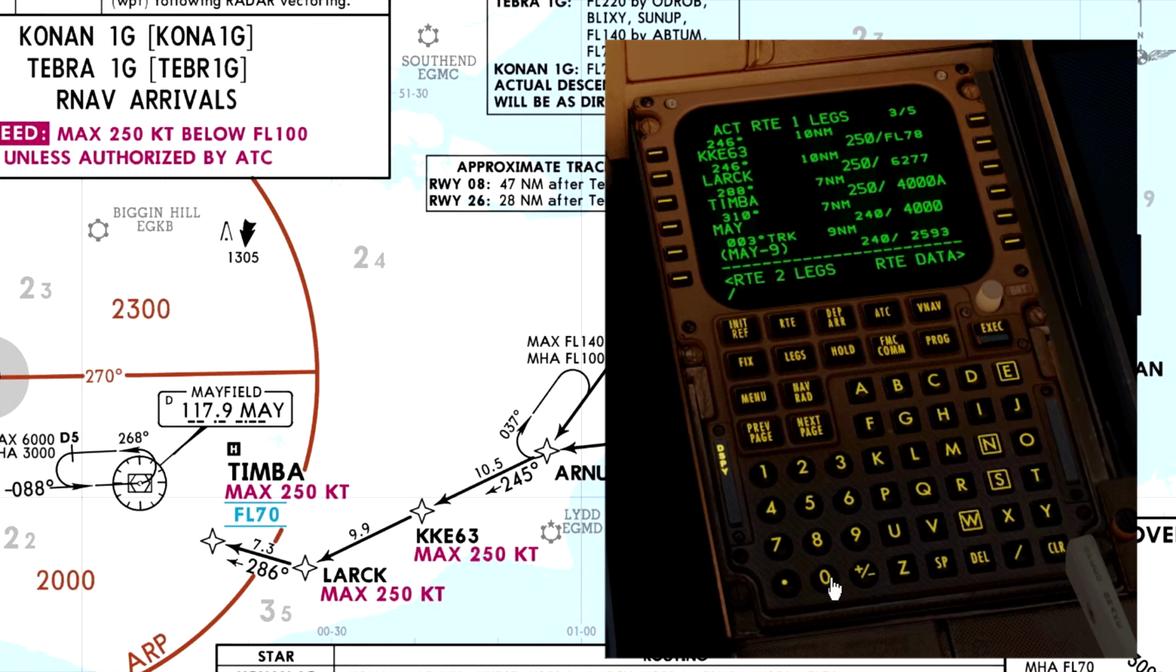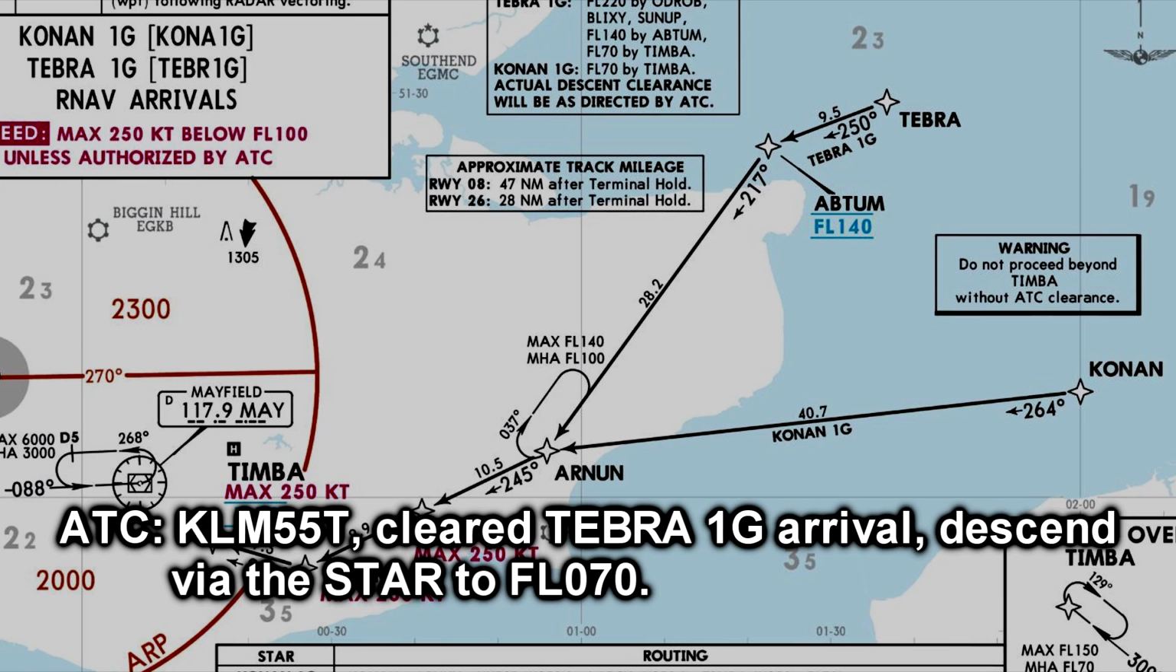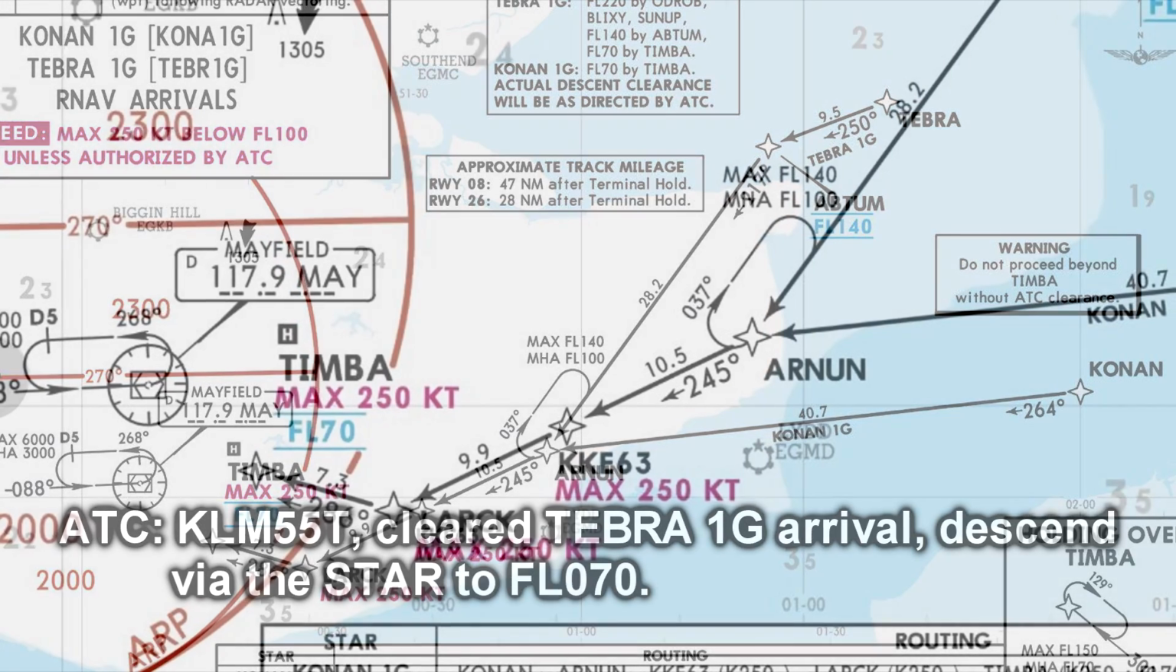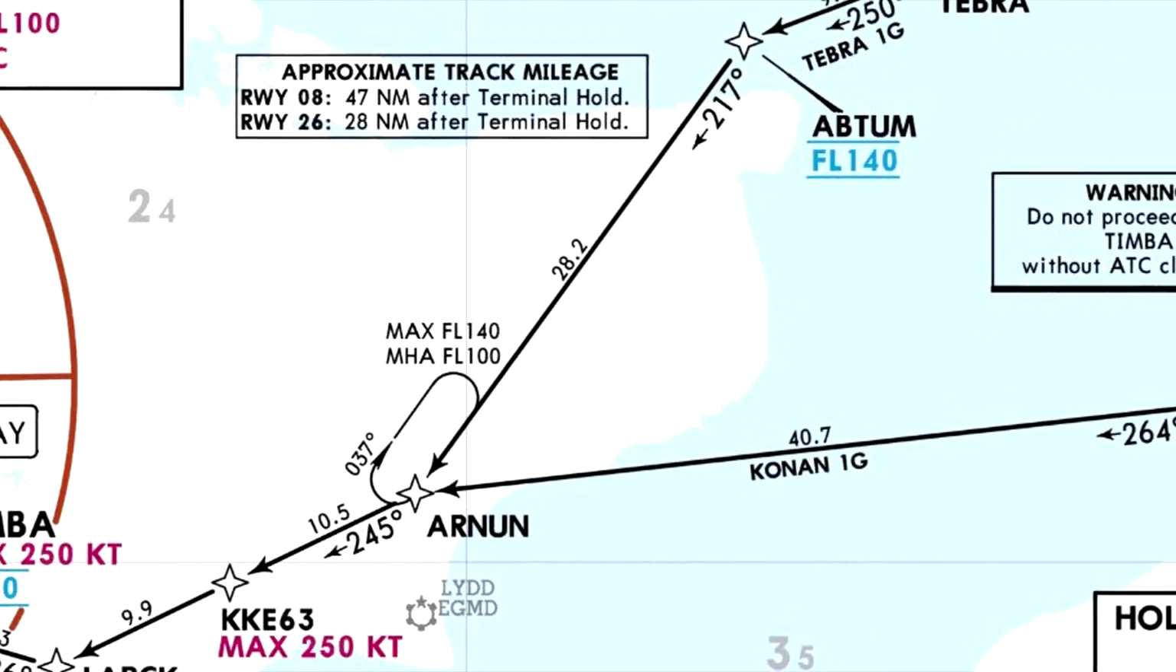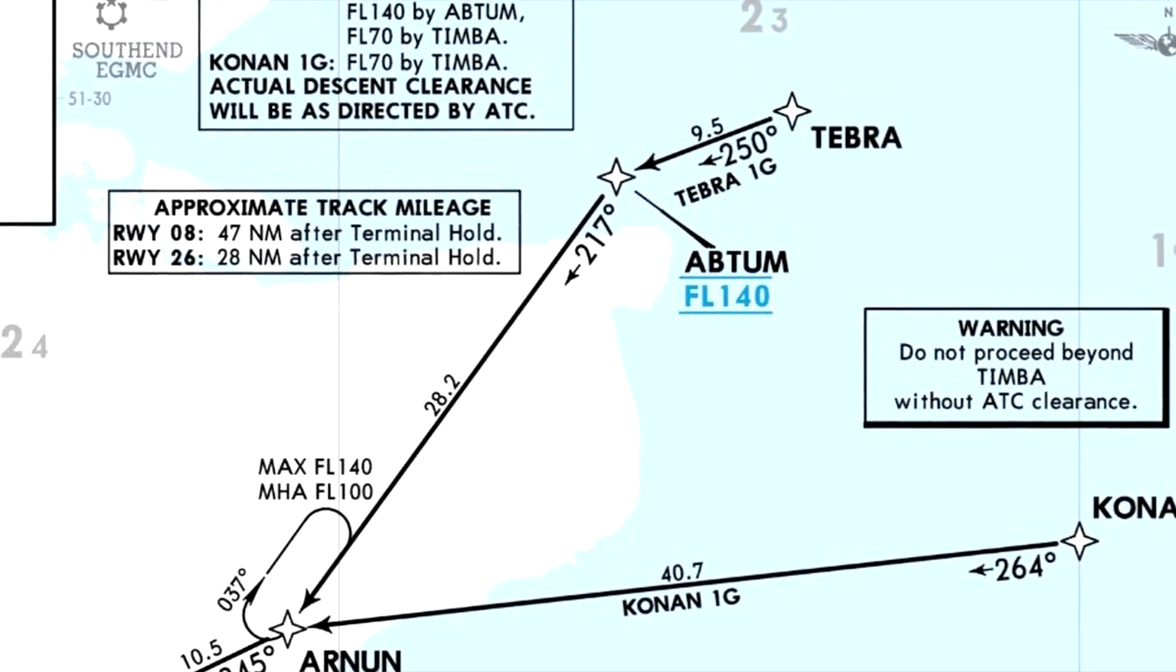Now, an associated clearance might sound something like this. For example, KLM 55 Tango, cleared Tebra 1 Golf arrival, descend via the STAR to flight level 70. And this basically means that you have to follow all the restrictions as published on the standard terminal arrival route chart, and that you can descend to flight level 70 to reach Timba. Make sure that you are aware of such instruction, and by making sure that these restrictions are actually in the flight management system and in the VNAV path, you make sure that your top of descent is more accurate, because it represents better what the route will look like during the arrival.